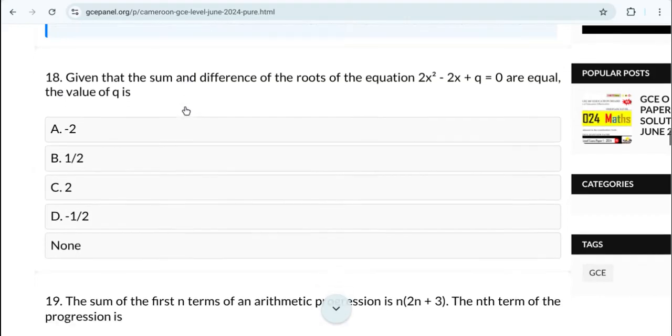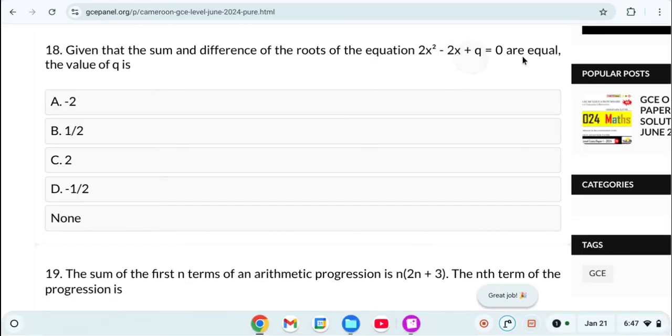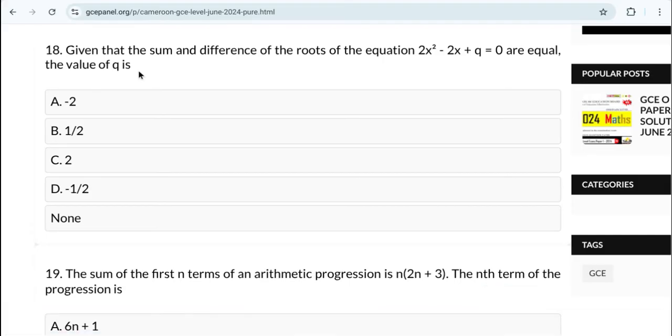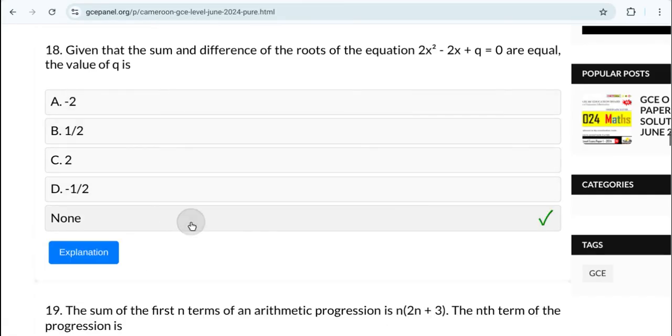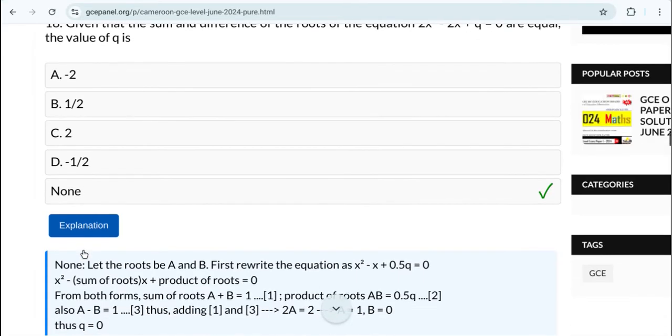Question 18. Given that the sum and difference of the roots of the equation 2x squared minus 2x plus q equals 0 are equal, the value of q is... So the sum and difference are equal. Means that something is going to be equal to 0 now. So here the solution was actually not there, so I added this known here. But in the exam, you can always just choose one of those things when you see the solution is not there, but you have to be careful. Make sure that it is not there first.